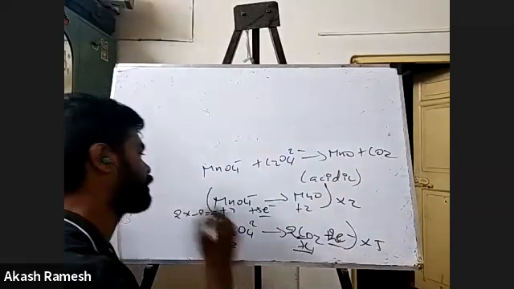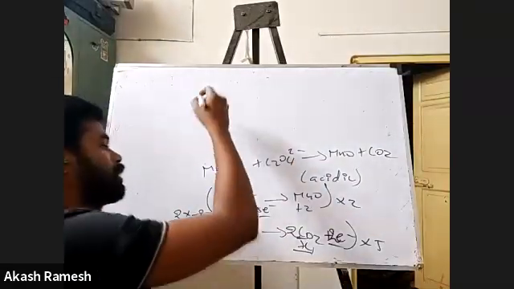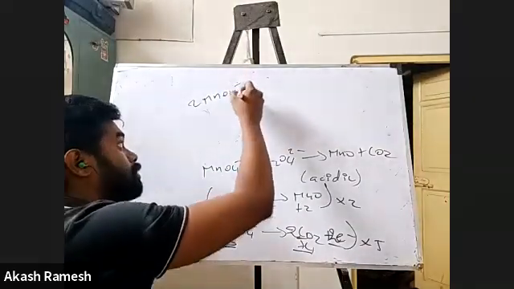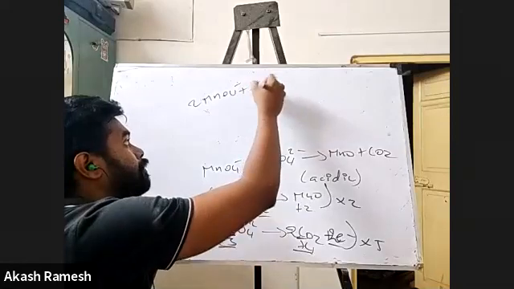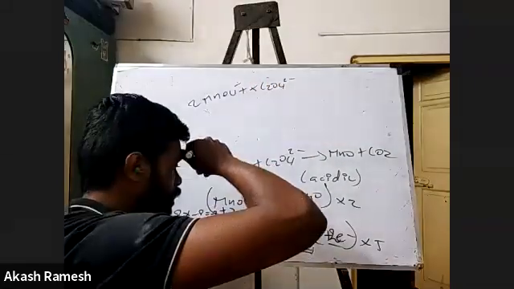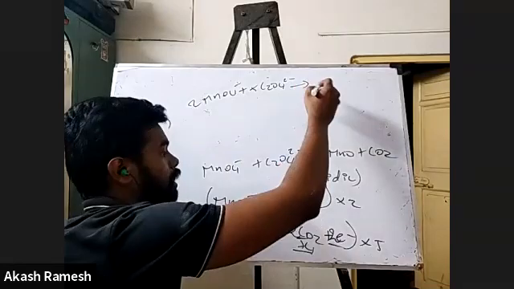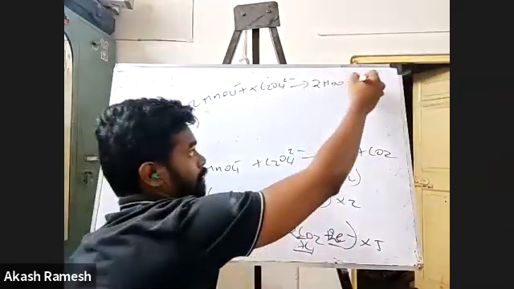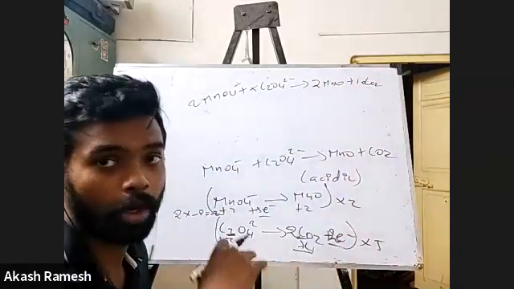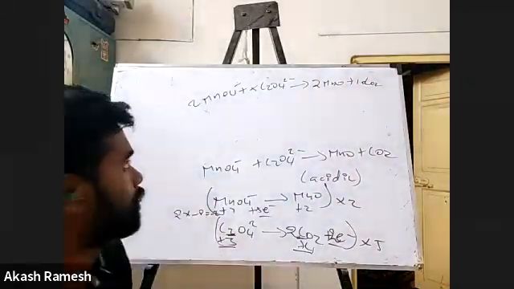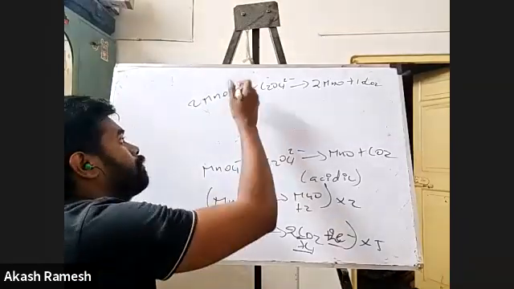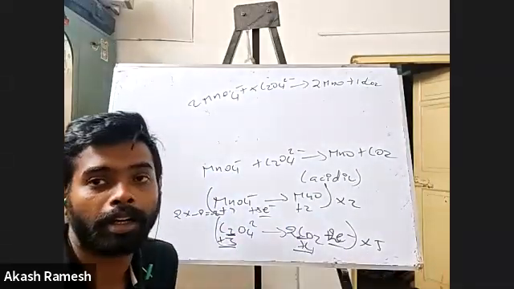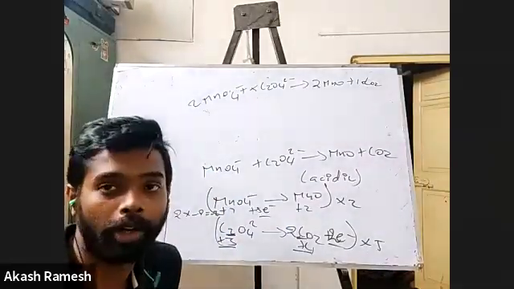when you do that, you will get 2 MnO4 minus plus 5 C2O4 2 minus gives 2 MnO plus 10 CO2. Okay, right? So this is MnO4 minus. So the charge balance alone has to be done.